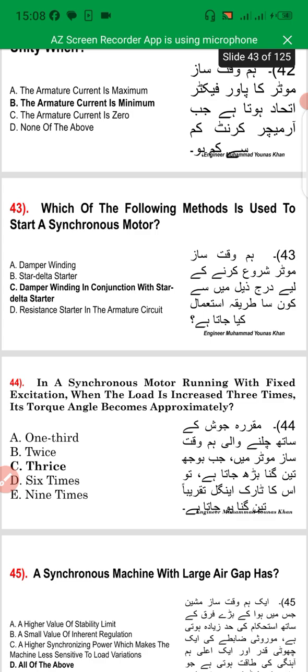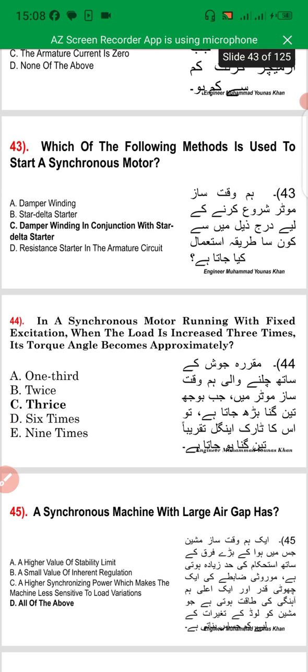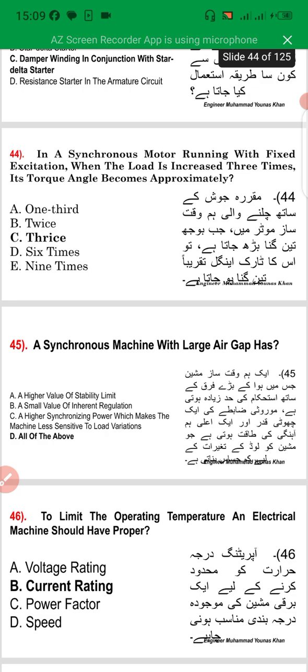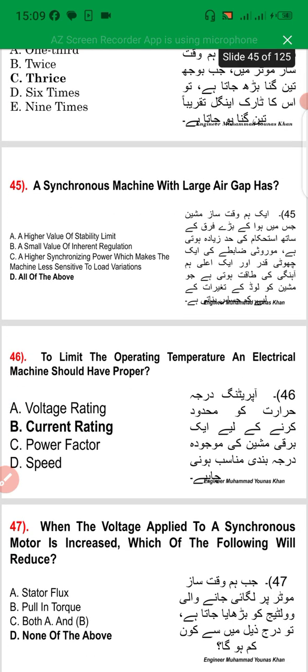Which of the following methods is used to start a synchronous motor? Damper winding in conjunction with star delta starter. In a synchronous motor running with fixed excitation, when the load is increased 3 times, its torque angle becomes approximately thrice. A synchronous machine with large air gap has higher value of stability limit, a smaller value of inherent regulation, a higher synchronizing power which makes the machine less sensitive to load variations.